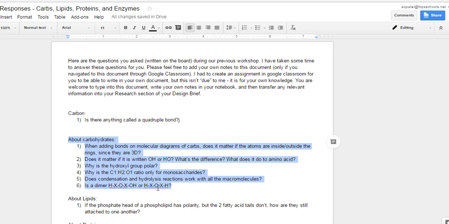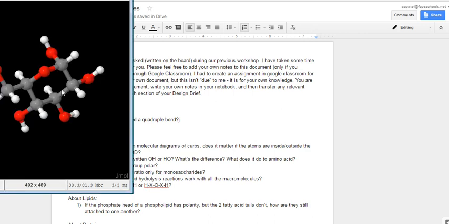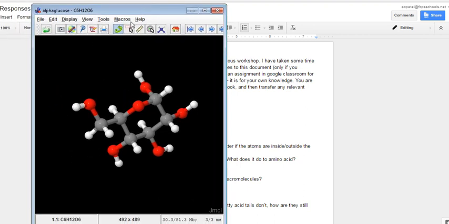So the first question here is about when adding bonds on molecular diagrams of carbs, does it matter if the atoms are inside or outside of the ring since they're three-dimensional? That's a great question. The models that were in the previous videos were two-dimensional drawings, but I want to show you this program. You guys are going to get familiar with this kind of program. This is called JMOL, and this allows me to use three-dimensional visualization software to look at this molecule.